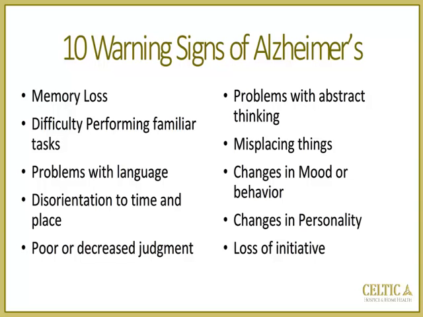The sixth warning sign is problems with abstract thinking, forgetting what numbers are and how they should be used. Normal for aging includes finding it challenging to balance a checkbook.